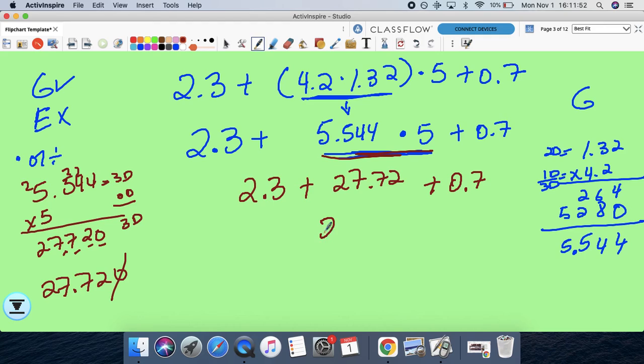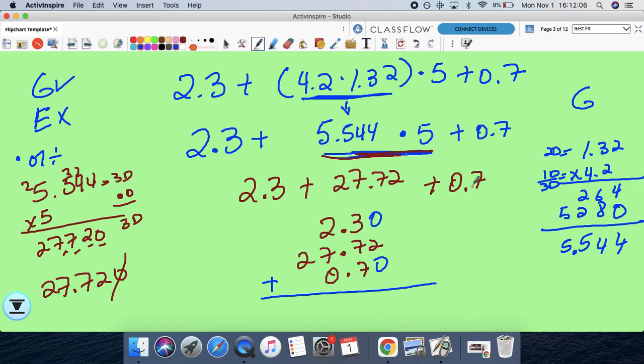Now, guys, just add. So 2.3, 27.72 plus 0.7. Line up the decimals, and then in these empty spaces, we can put a 0 and a 0. So just adding. When we can add, we can do it like this. Add all of them together. So 2, 17, 10, 3. That's what I got, I think.